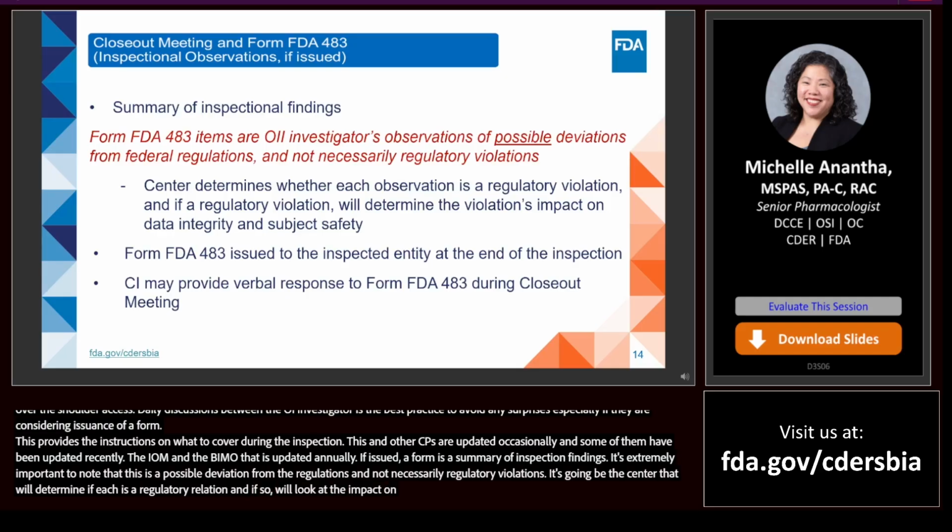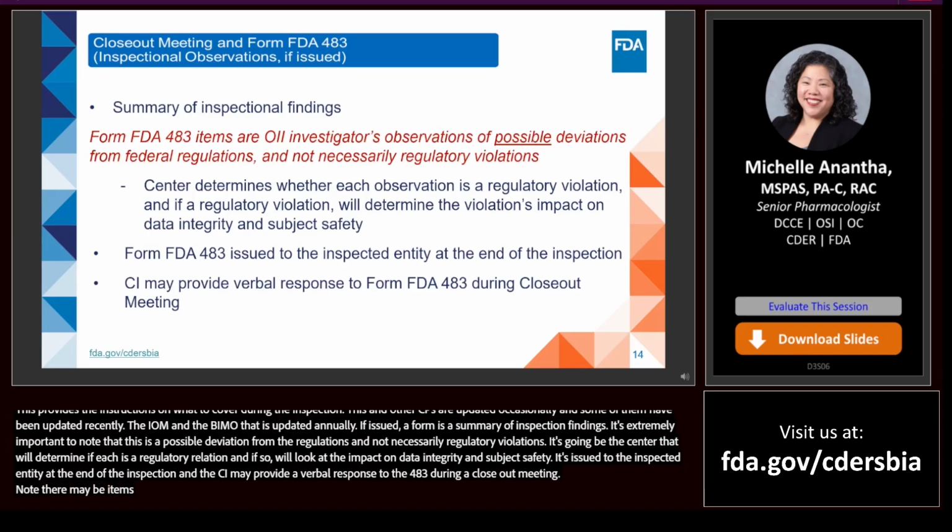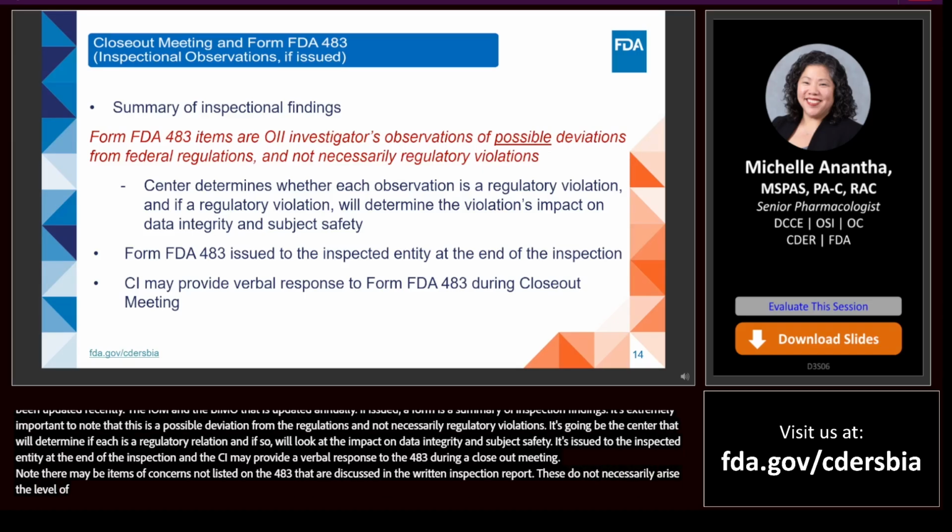The 483 is issued to the inspected entity at the end of the inspection, and the CI may provide a verbal response to the 483 during a closeout meeting. Note that there may be items of concern not listed on the 483 that are discussed in the written inspection report. These don't necessarily rise to the level of a regulatory violation, or a regulatory violation significant enough to put on a 483, but do warrant mentioning.